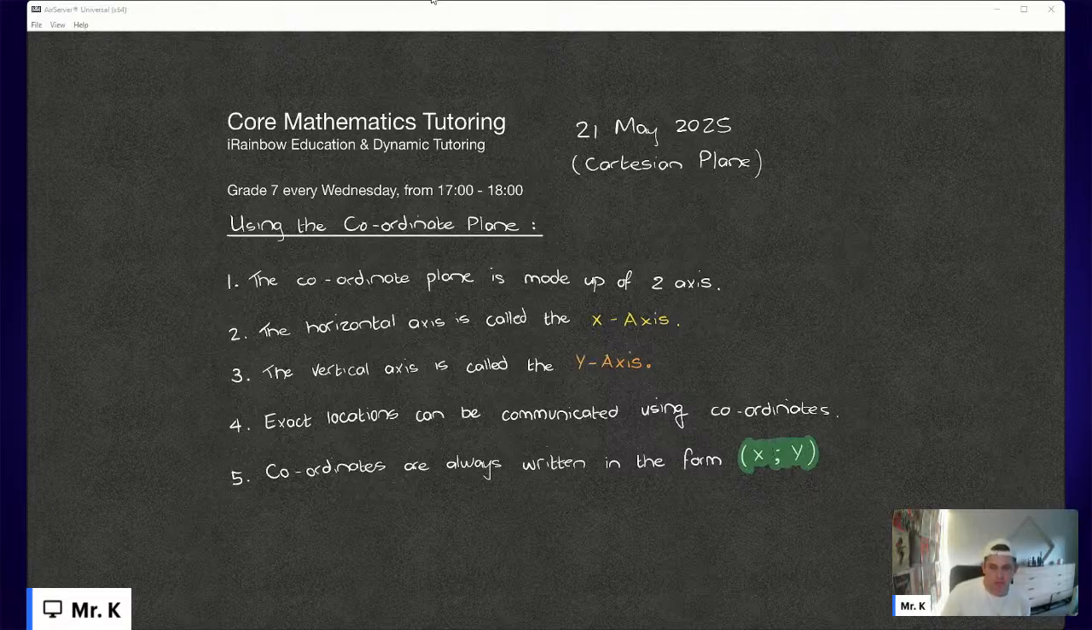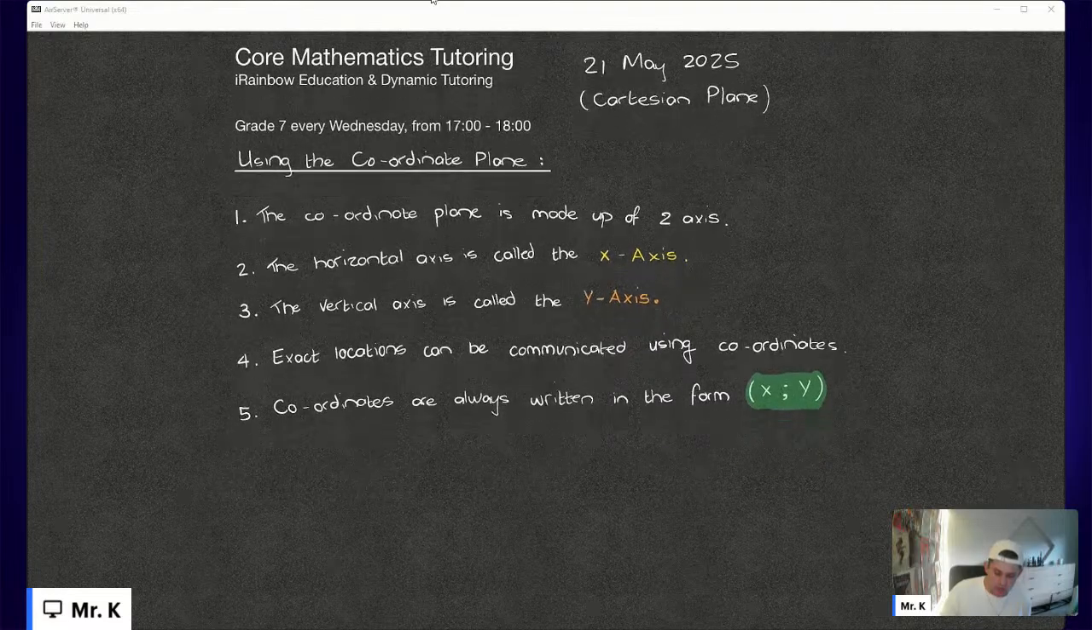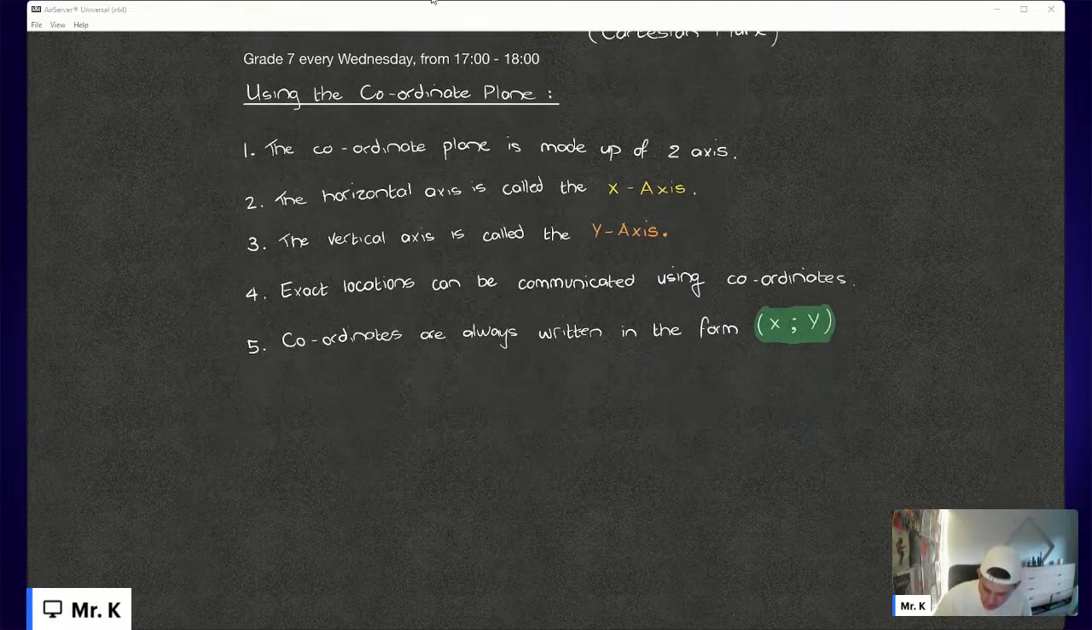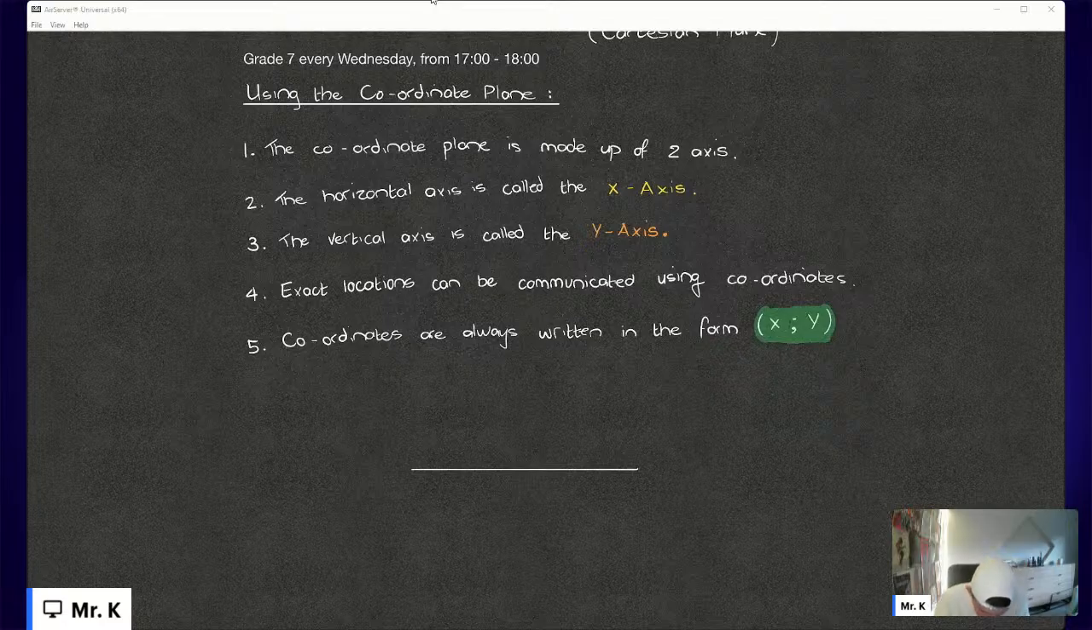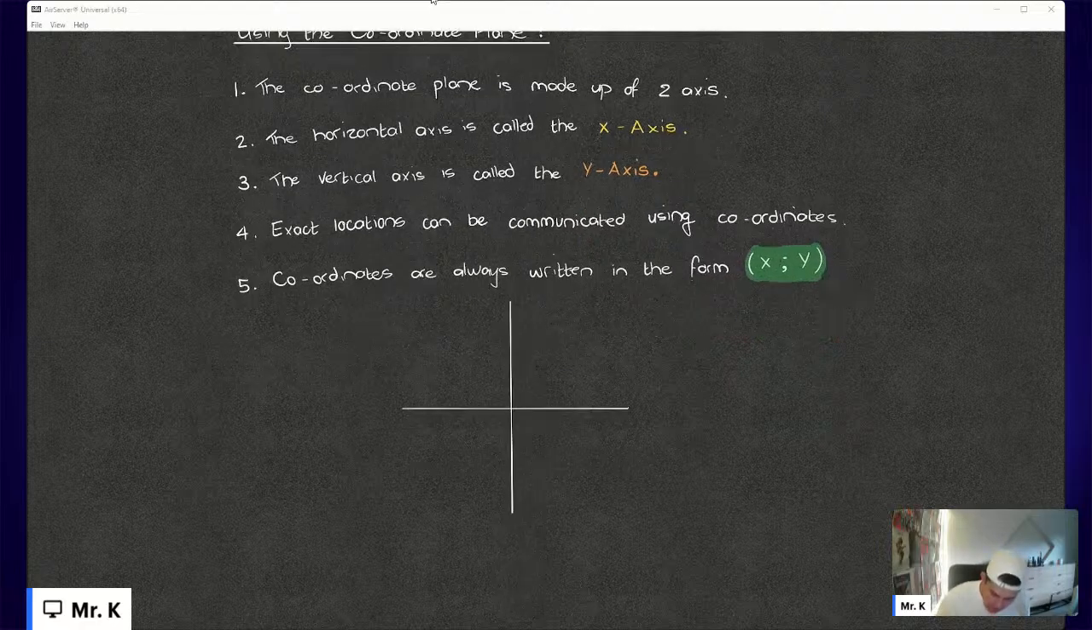X then y. Okay. So these are some of the fundamentals that we really need to understand when it comes to working on the coordinate plane. Now, I will quickly remind you guys, when we look at these coordinate planes, there is quite a lot of detail that we can derive from it.